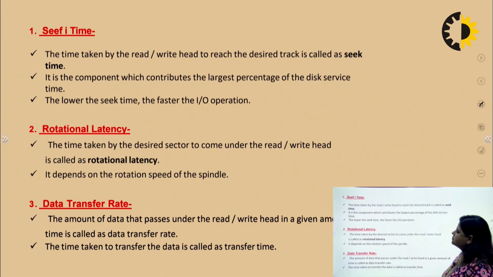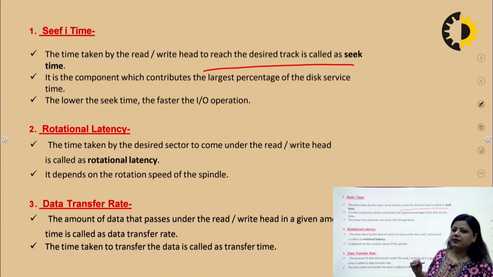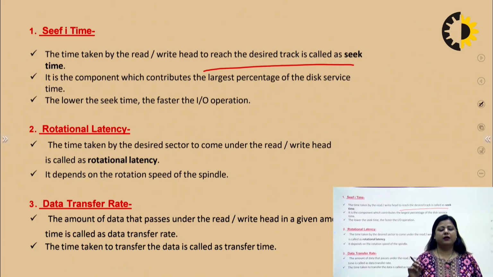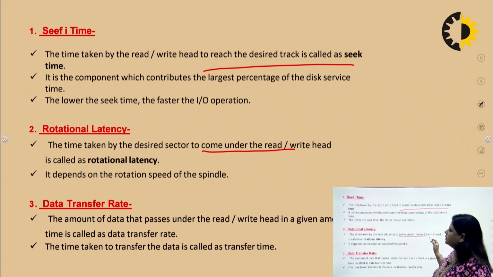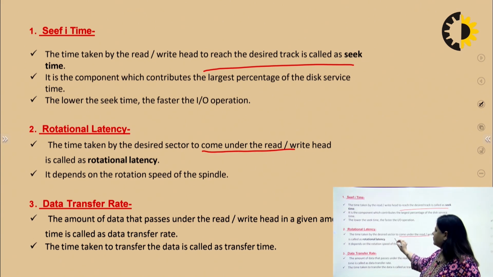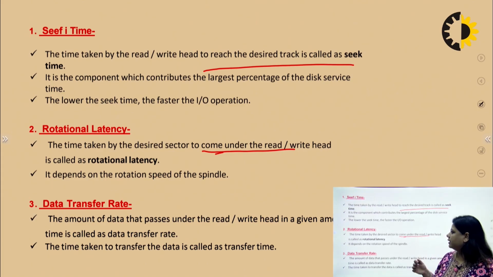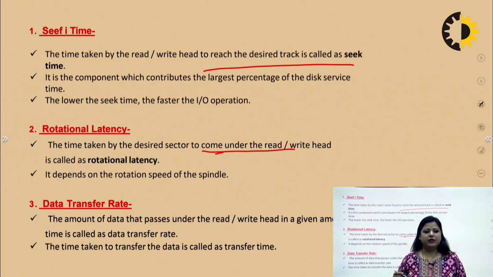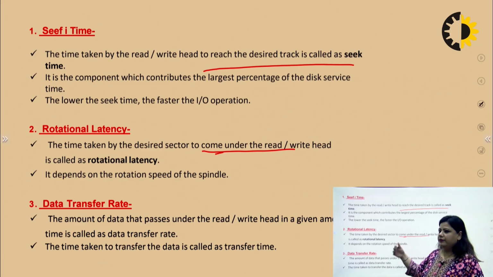In the case of seek time, the time taken by the read-write head to reach the desired track is called the seek time. So we calculate seek time as the time to move the disk head to the required track. Now next is rotational latency. What is rotational latency? The time taken by the desired sector to come under the read-write head is called the rotational latency. With the help of rotational latency, we can calculate the actual waiting time for the desired sector required for the next step.